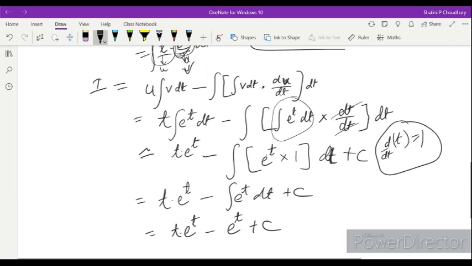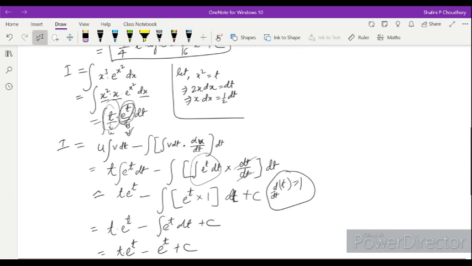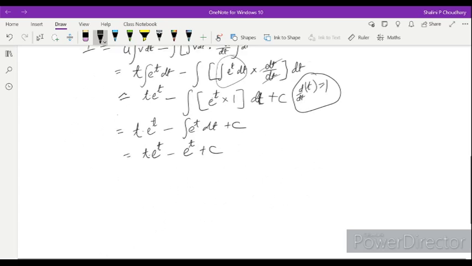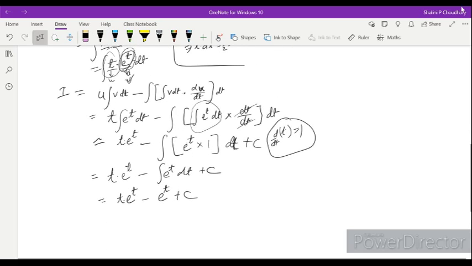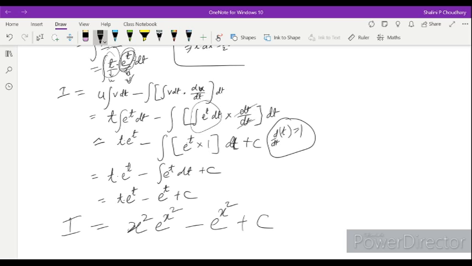Now we'll put the value of t. So what is the value of t? t is equal to x square. So here I will be equal to x square e to the power x to the power 2 minus e to the power x to the power 2 plus c. Okay, so we can also take e to the power x to the power 2 common, so it will be e to the power x square times x square minus 1, plus c. This will be the value.